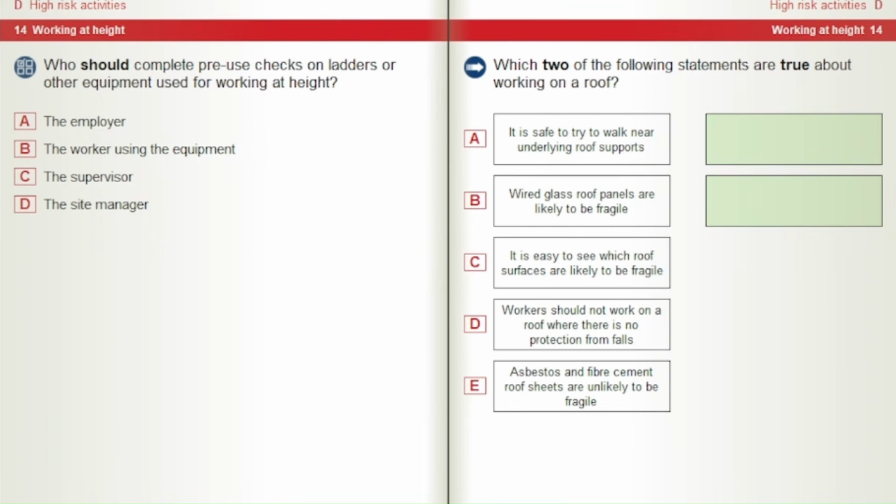Who should complete pre-use checks on ladders or other equipment used for working at height? The employer. The worker using the equipment. The supervisor. The site manager.